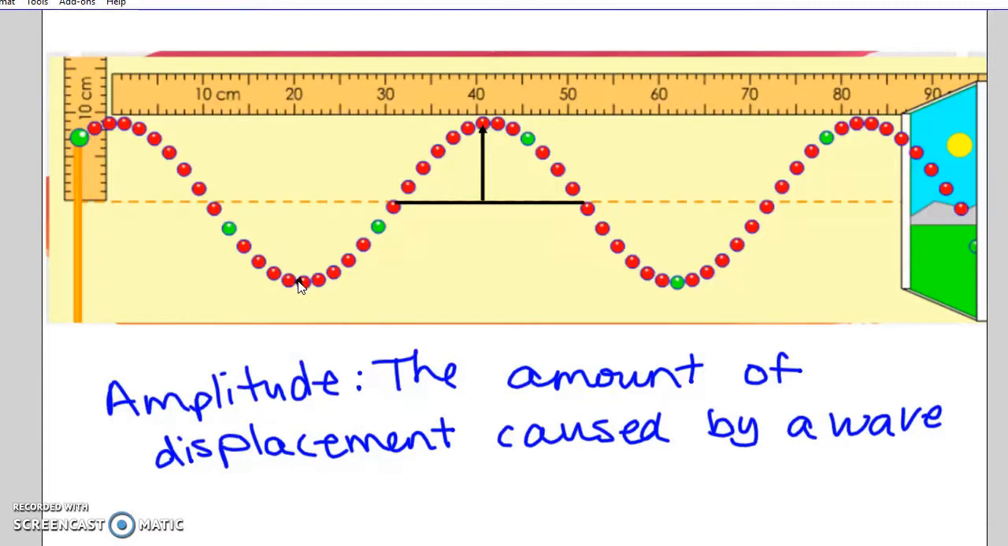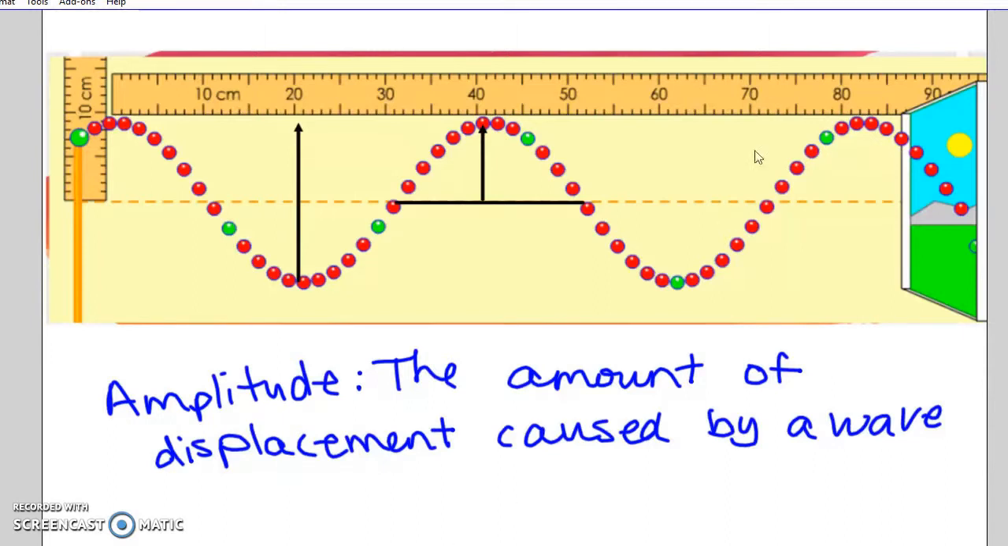Now if you notice, from the trough to the crest, that is not the amplitude. That's the wave height, but the amplitude is from no ripple, no wave at all, to the crest of the wave, or you can think of it as half the height.